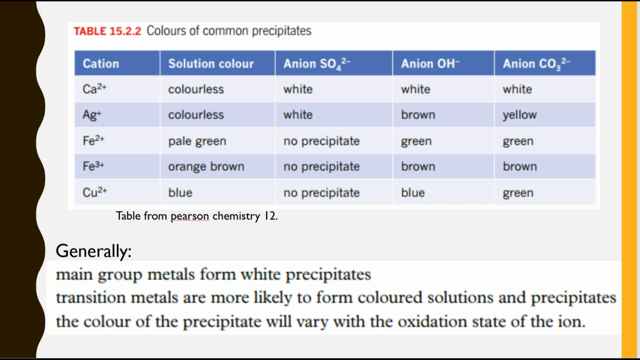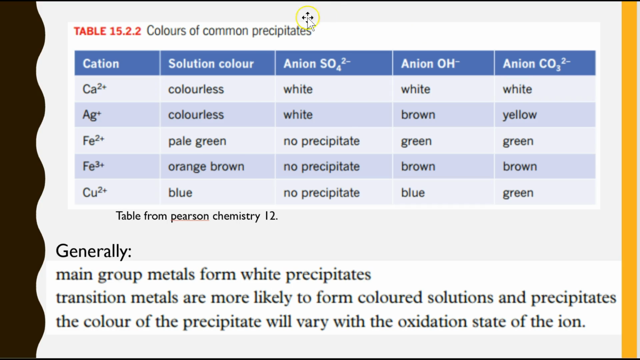So it's handy also to know some colours of some common precipitates, and we can see these here in the table. Most of our main group metals, so group 1 and 2, will form our white precipitates. Our transition metals are where we're likely to get our coloured solutions, but also our coloured precipitates. And sometimes the colour will vary, and that can often be dependent on the oxidation state of the ion.